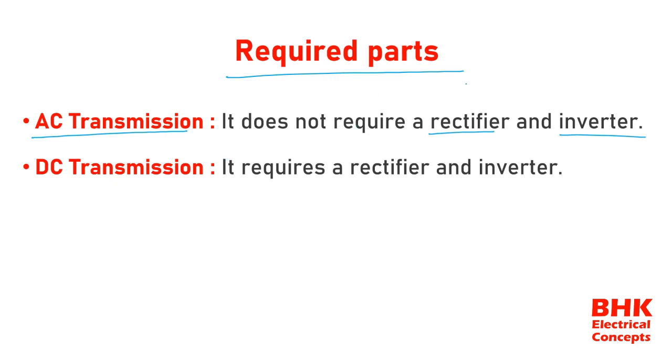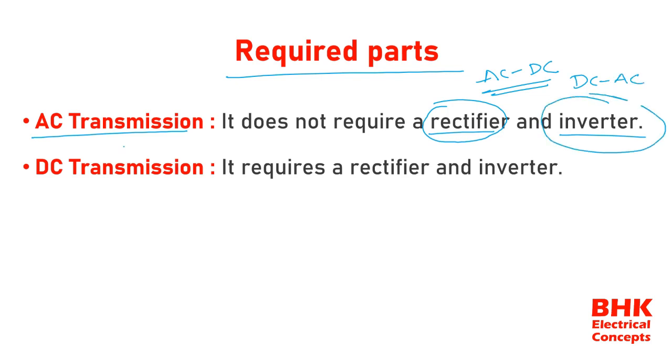So if we want to convert from AC to DC, we use the concept of rectifier. If we want to convert from DC to AC, we use the concept of inverter. That is the reason why in AC transmission system, the rectifier and inverter are not used. But in case of DC transmission system, if we want to get AC from the DC, definitely we use the inverter concept, and if we want to convert from AC to DC, we use the rectifier concept.